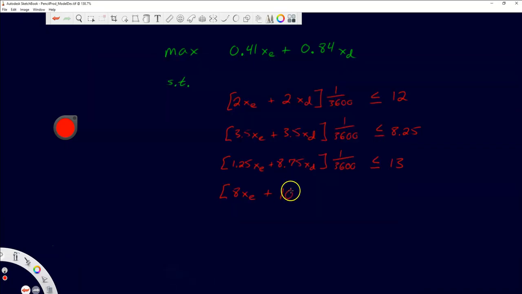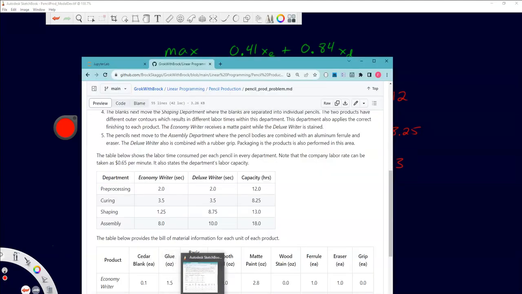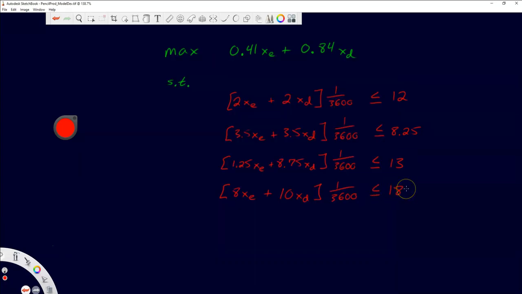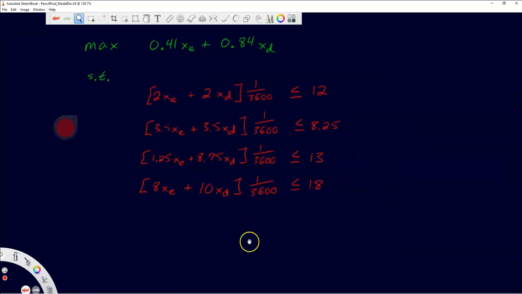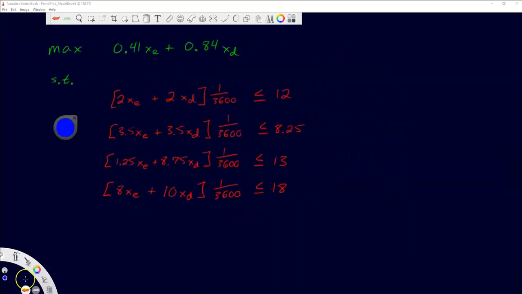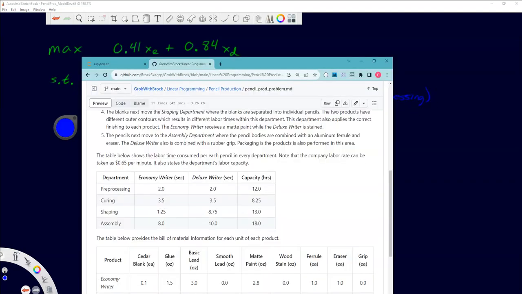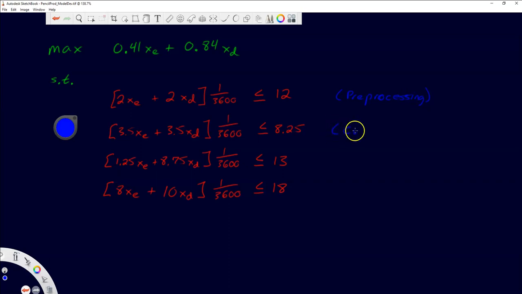This is 8 and 10, with a capacity of 18 hours. Okay. Well, maybe we'll just make some notes over here. This is associated with pre-processing. This was associated with the curing department. The shaping department and assembly.